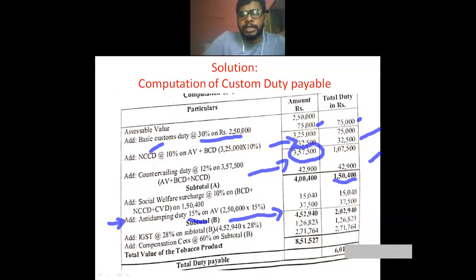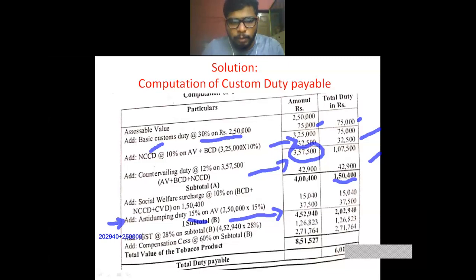28% on which amount? Subtotal B. Subtotal B means this amount. Remember, what do you mean by this amount? Everyone carefully observe, because it is needed for the future problem. Add 28% on subtotal B, that is tax amount plus assessable value. Everyone use the calculator. Tax amount, that is 2,02,940, plus, I will write it here just to check it. This value 4,52,940 is nothing but 2,02,940, that is this one tax amount, plus assessable value.